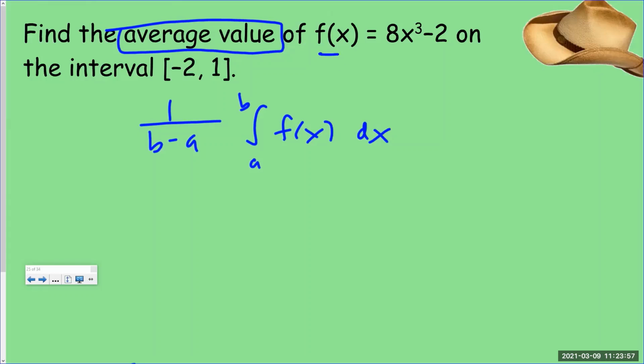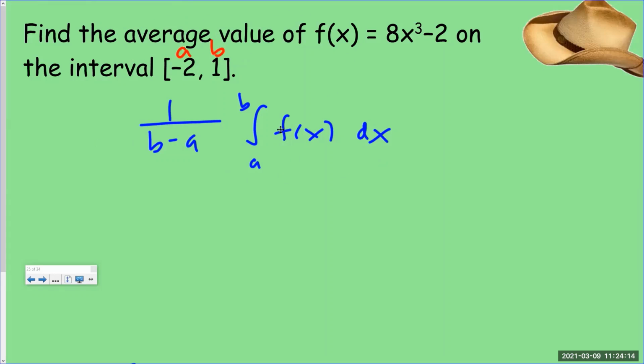If you want the average value of f of x, you put f of x here. If you want the average value of f prime, you would put f prime here. Whatever you put here is what you want the average value of, okay? And then you figure out what your A and B are. So this is your A and this is your B.